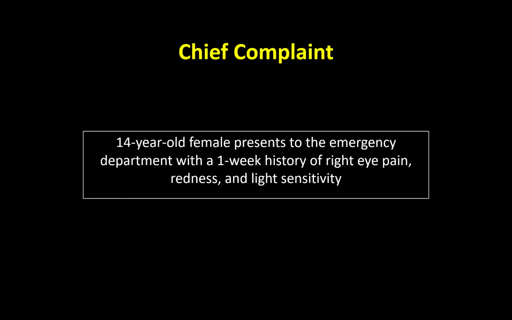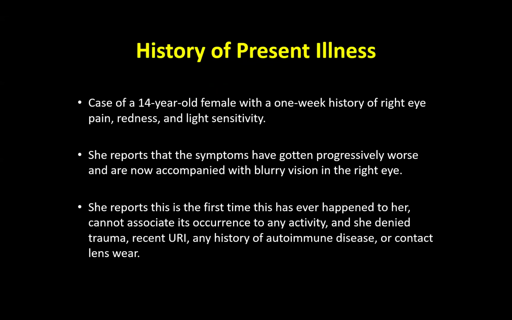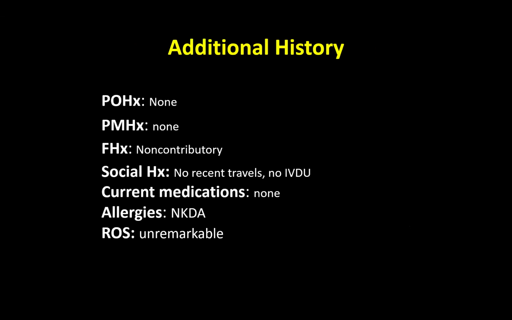So as part of the chief complaint, this is a 14-year-old female who presented to the emergency department with a 1-week history of right eye pain, redness, and light sensitivity. She reports that symptoms have gotten progressively worse, accompanied by blurry vision in that same right eye. She reports this is the first time this has ever happened to her. She cannot associate its occurrence with any particular activity, and she has denied any trauma, any recent upper respiratory infections, any history of autoimmune disease, or any contact lens wear.